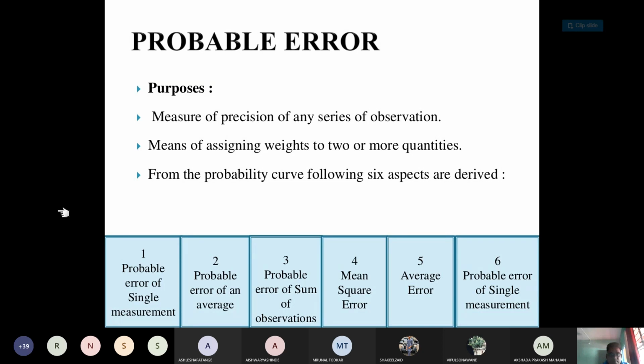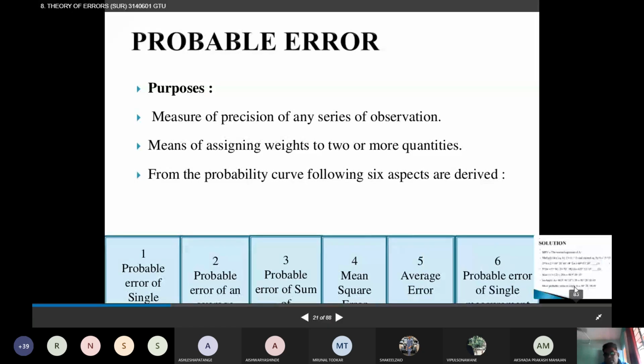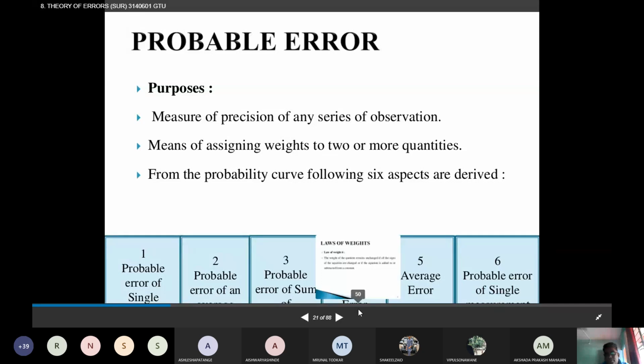So the first one is the probable error of the single measurements. Then the second one, probable error of an average. Then probable error of the sum of the observations. Then mean square error, and the fifth one is the average error, and the probable error of the single observations. So that way you have to classify those probable errors.